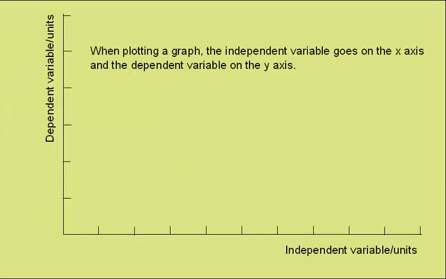When plotting a graph, the independent variable goes on the x-axis, not forgetting the units. The dependent variable goes on the y-axis.